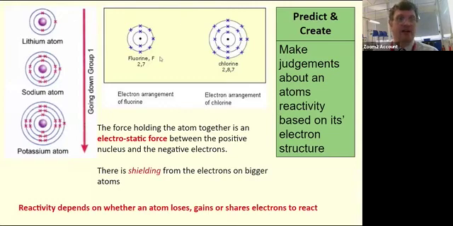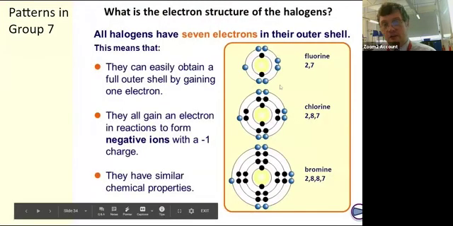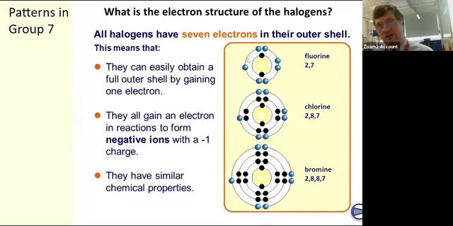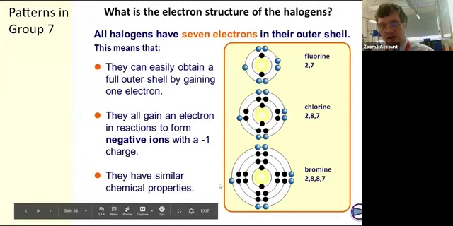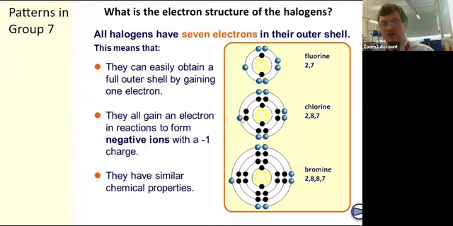Group 7 has a similar thing, but in the opposite direction. So you can see in group 7, what they're trying to do is they're trying to gain an electron. Here's where the electron for fluorine is going to go. Here's where the electron for chlorine is going to go. Here's where the electron for bromine is going to go. So again, you can see we've got the same pattern happening about distance from the nucleus.